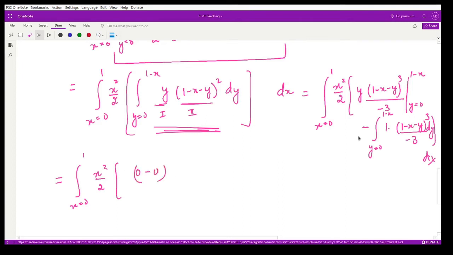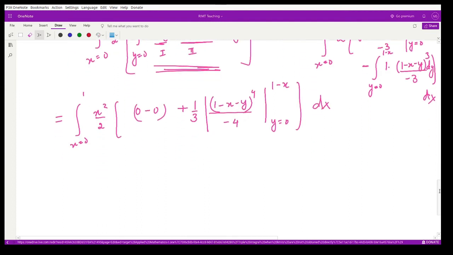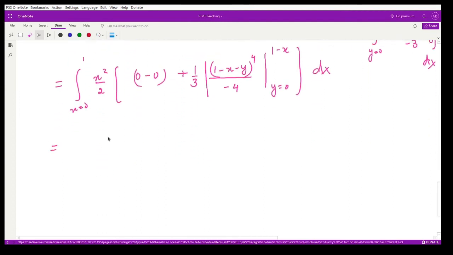And for the second case we have plus 1 by 3, and then the integration of this quantity, that is equal to 1 minus x minus y raised to power 4 divided by minus 4. And here also the limits of integration are from 0 to 1 minus x dx. So this is the integration with respect to y. So let's simplify this a bit. So what do we have?